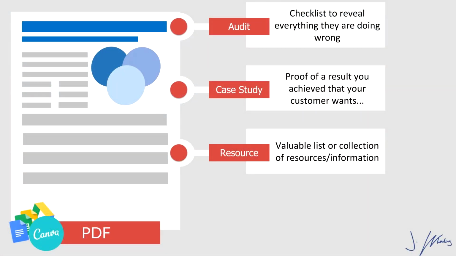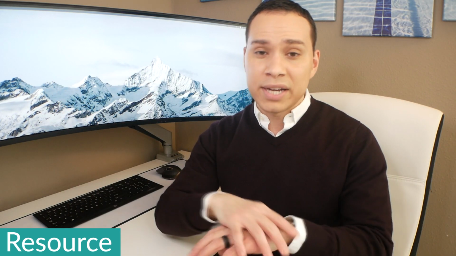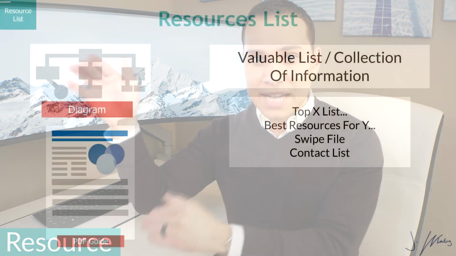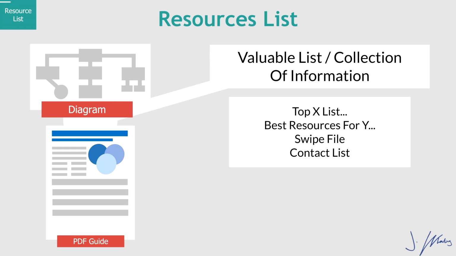Now, the next one we have is a resource list. This is going to work whether you're doing a digital product or if you're doing a service. And this is essentially where you compile a bunch of resources and say, hey, you know what? I know there's all these different software resources out there, or I know there's all these different sites you could be learning from, but here are the best of the best. This could be a top list or best resources.